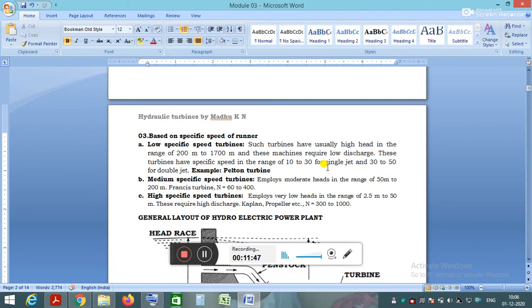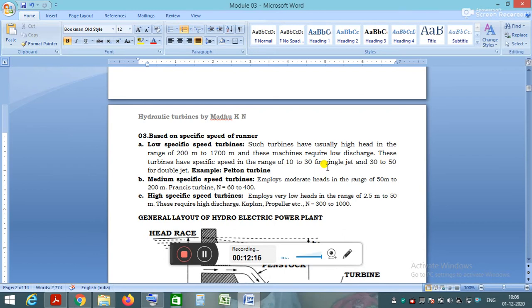A medium specific speed turbine employs moderate heads. The head available at the inlet of the medium specific speed turbine is also medium, it is moderate. It ranges from 50 meters to 200 meters. They are also called medium head turbines, and the specific speed varies from 60 to 400. The best example is the Francis turbine.